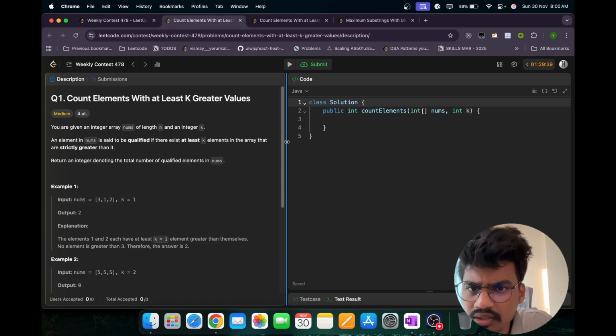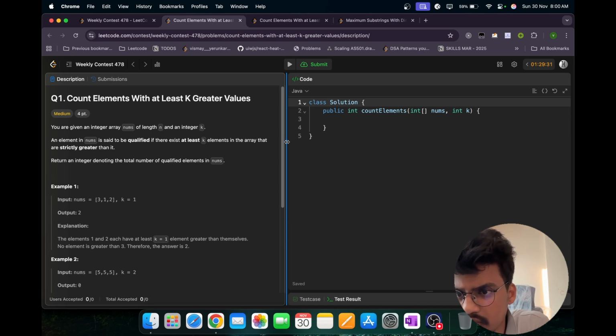Elements with at least k greater values. You are given an integer array nums of length n and an integer k. An element in nums is said to be qualified if there exist at least k elements in that array that are strictly greater than it. Return the total number of qualified elements. Okay, so apart from this, how many elements are greater? It is 0, and for this one we have 2, and for this 2 we have 1.